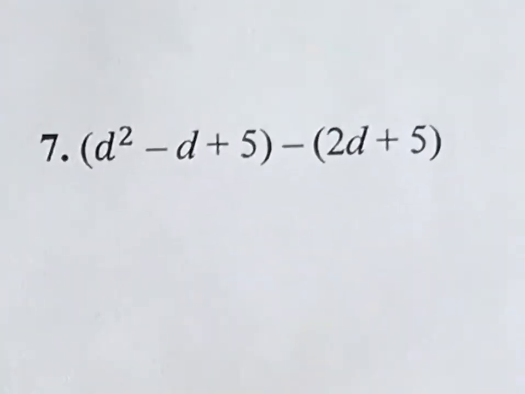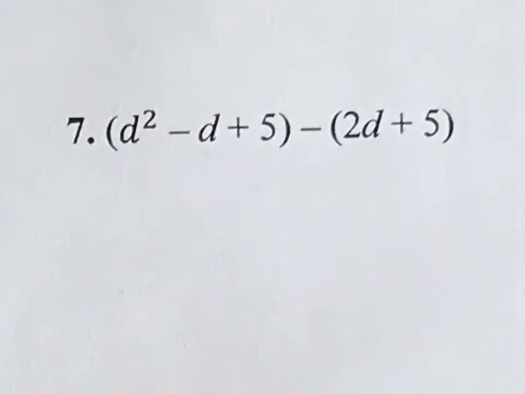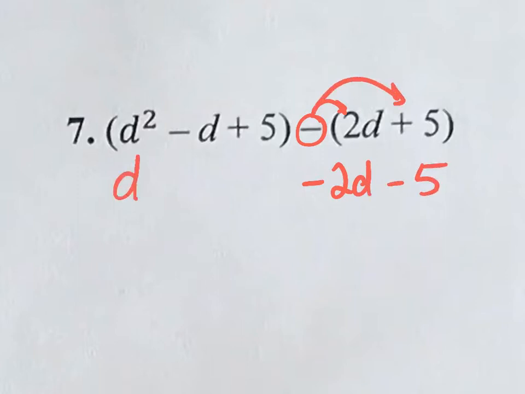7. I guess 7 is probably the hardest math you're going to do in this whole worksheet. So 7, what do I need to do? I need to distribute that minus sign. Minus sign on the 2d, that'll be a negative 2d. Minus sign on that positive 5, it'll make it a negative 5. Let's bring down the rest. D squared minus d plus 5.